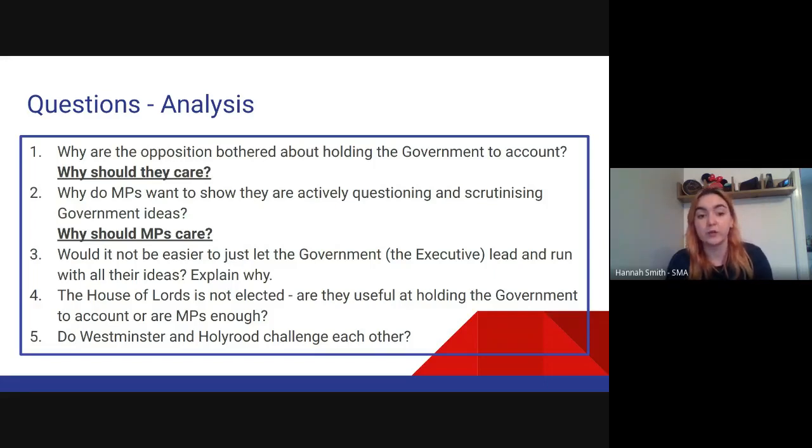Why or why not? The House of Lords is not elected. Are they useful though? Do you have evidence to say they're doing their job? And do you think Westminster and Holyrood challenge each other? So does Boris and his government challenge Nicola and hers, and vice versa? It's okay if you don't get that last one. That is a challenge question, question 5. But you should definitely be able to get the first few because that will give you your analysis marks.